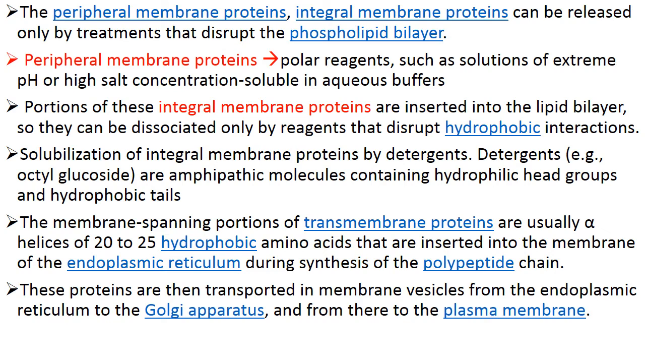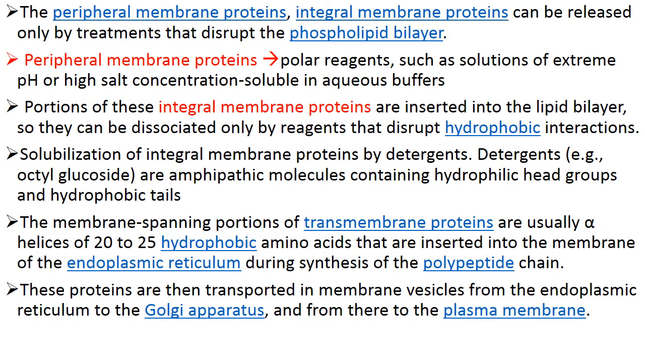Singer and Nicholson distinguished two classes of membrane-associated proteins. What are they? Peripheral membrane proteins and integral membrane proteins. Integral proteins can be released or dissociated only by treatments that disrupt the phospholipid bilayer. Disrupt means it can disturb or interrupt the phospholipid bilayer. How can it interrupt the phospholipid bilayer?